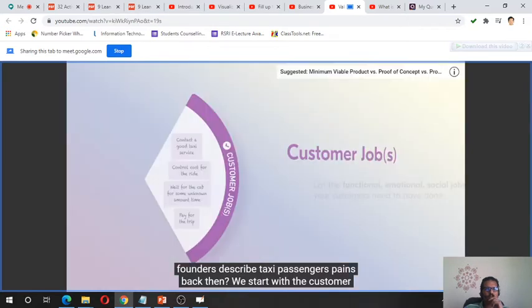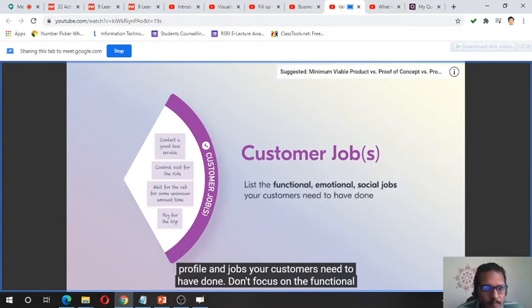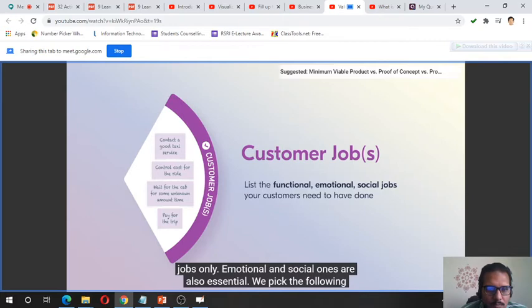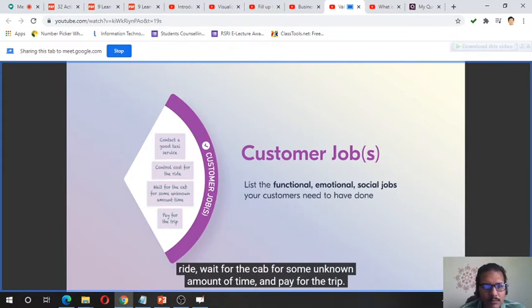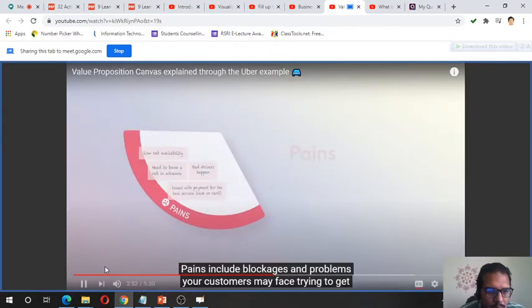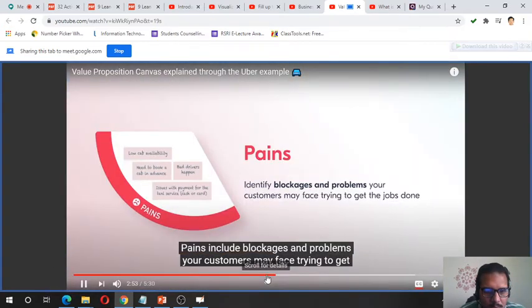We start with the customer profile and jobs your customers need to have done. Don't focus on the functional jobs only. Emotional and social ones are also essential. We picked the following jobs for taxi service users: contact a good service, control cost for the ride, wait for the cab for some unknown amount of time, and pay for the trip.